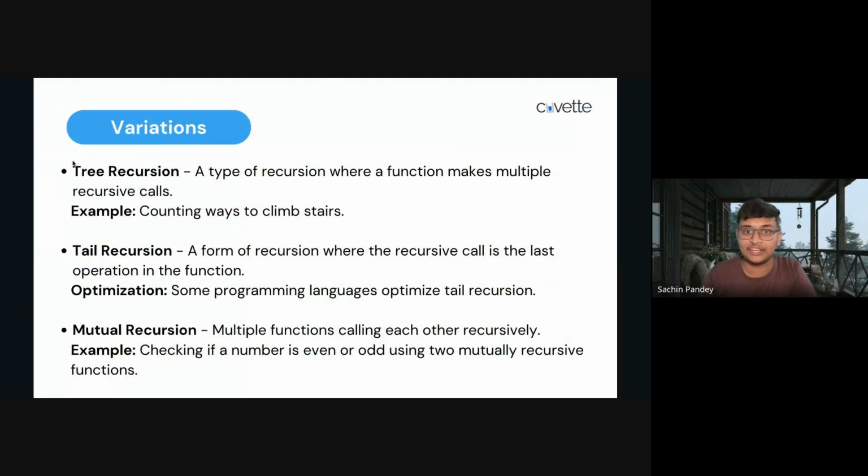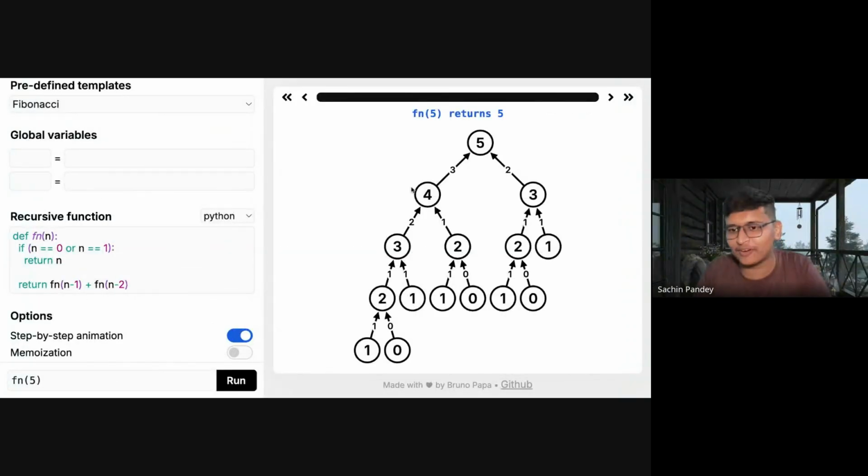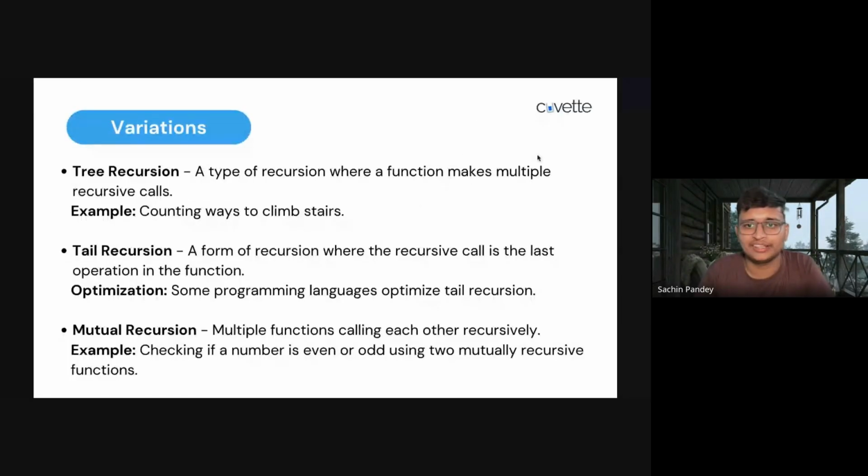Cool. Variations, a very important thing to discuss. What are the variations of recursion? There can be many variations, but I've written 2-3. Okay, tree recursion, like Fibonacci. Simple tree recursion means that one recursive function is calling multiple other functions, so it becomes a tree-like structure. In the visualization also you saw this, it was forming a tree-like structure, right? So that's why it's called tree recursion. This type of recursion is when a function makes multiple recursive calls.